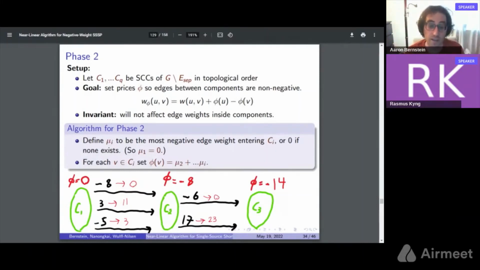And the other nice thing here is that the edges inside C2 haven't changed at all, because we're giving every vertex in C2 the same price. So every edge inside C2, you'll just add -8 and then subtract -8, and the edge won't change.